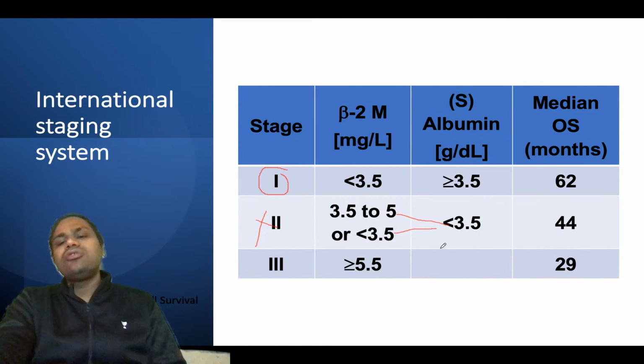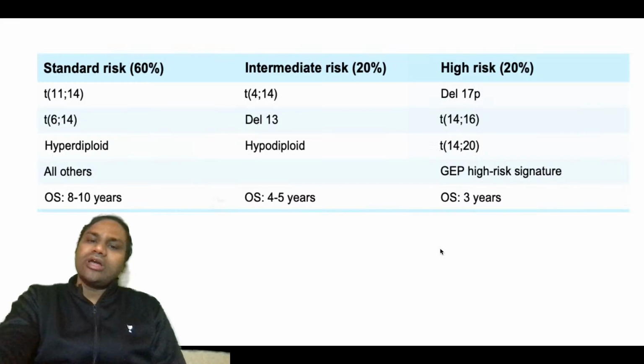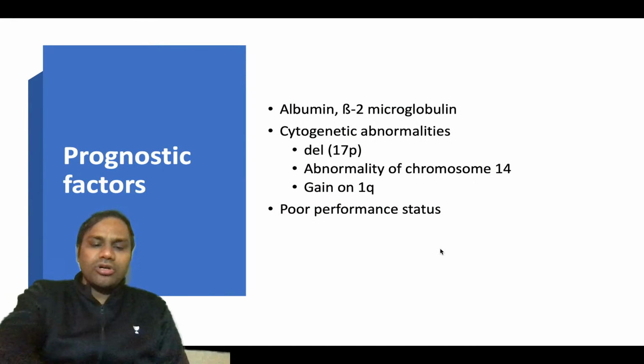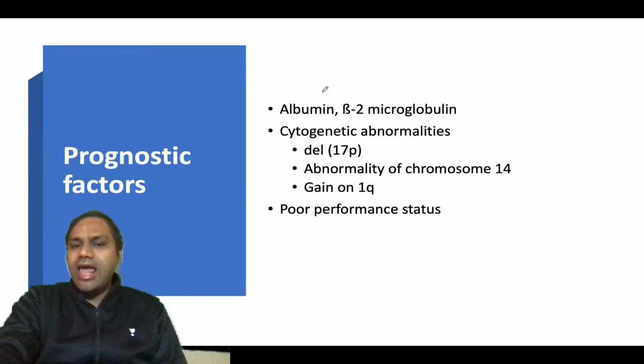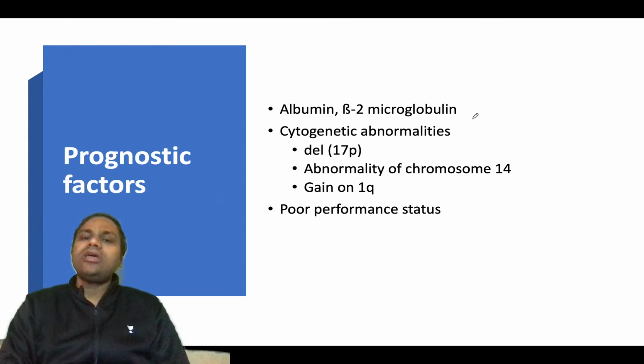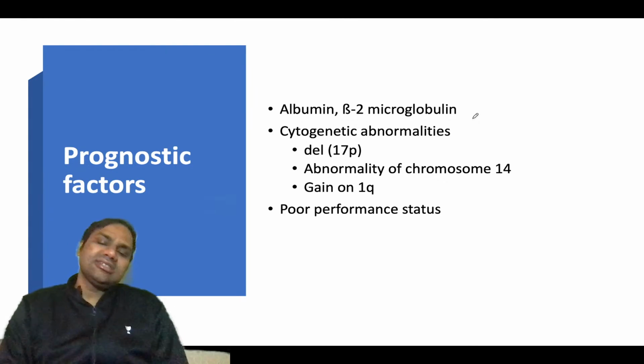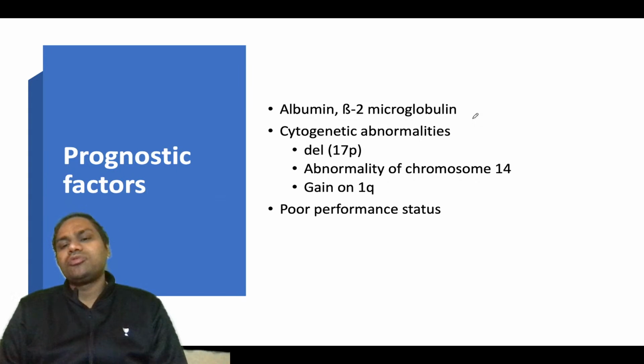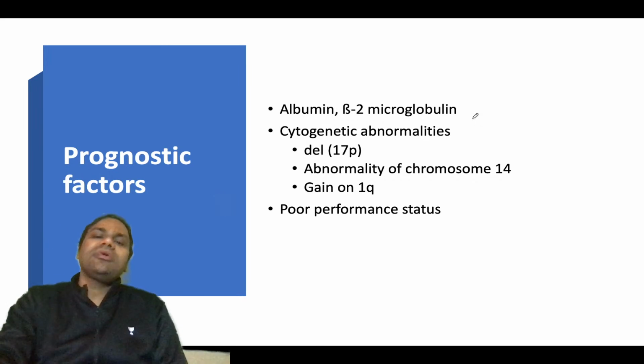For prognostic value, obviously your molecular markers are important. Which things help in prognosis? Albumin and beta-2 microglobulin. A high amount of beta-2 microglobulin means the stage is high and prognosis is bad. A low amount of albumin also means bad prognosis. Coming to the cytogenetic abnormalities, we know very well there is bad prognosis if there is deletion of 17p, or abnormality of chromosome 14, that is 14-16 translocation, or gain of 1q.